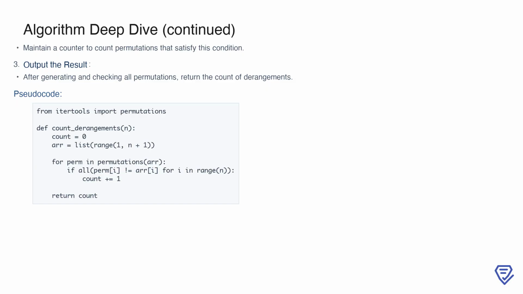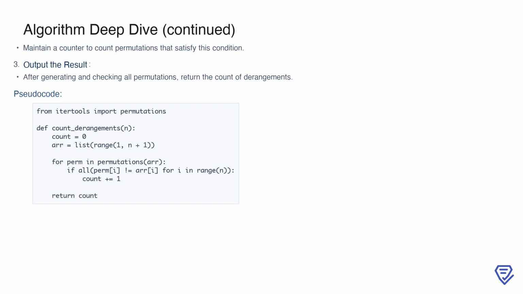This process can also be expressed as pseudocode. Using Python's itertools.permutations, we generate all permutations of the array 1, 2, ..., n. For each permutation, we check that no element is in its original position using a simple condition. If the condition holds, we increment the count. Finally, we return the count of valid derangements.